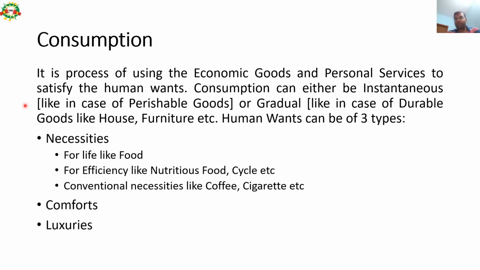Further, human wants can be of the following 3 types: number 1, necessities; number 2, comforts; and number 3, luxuries. So broadly speaking, human wants can be bifurcated into these 3 broad categories: necessities, comforts, and luxuries. Within necessities, there could be necessities for life, like food; for efficiency, like nutritious food, cycle, etc.; and conventional necessities like coffee, cigarette, etc. Comfort and luxury are self-explanatory.